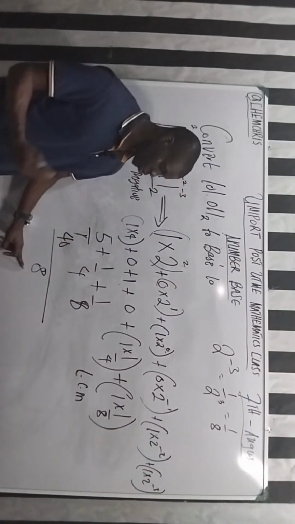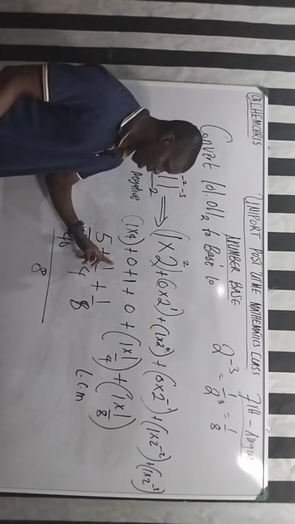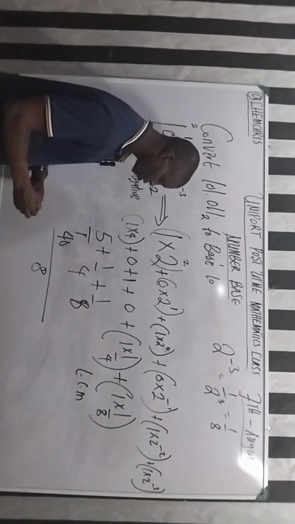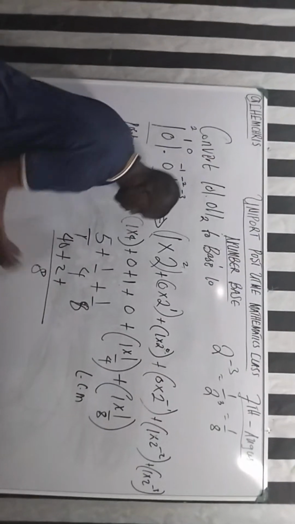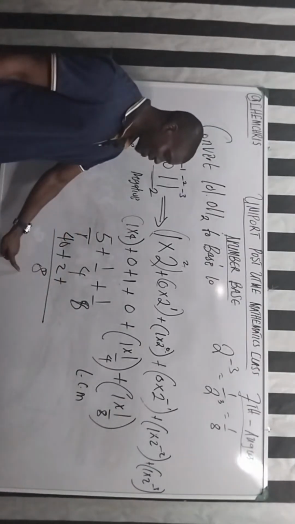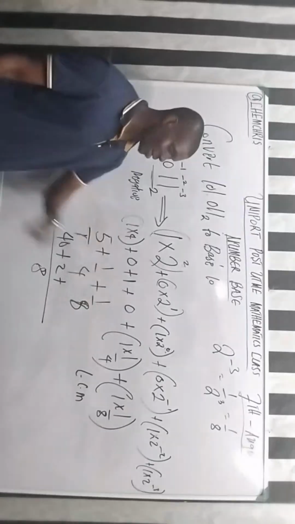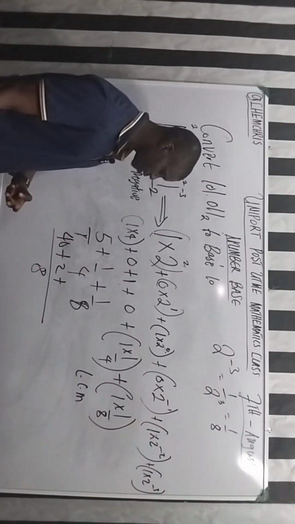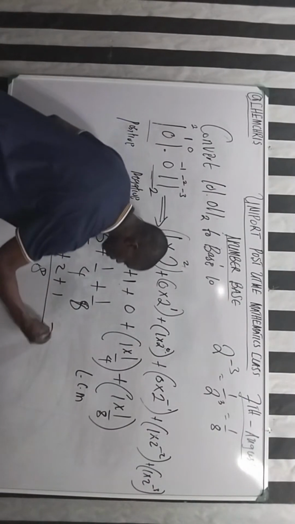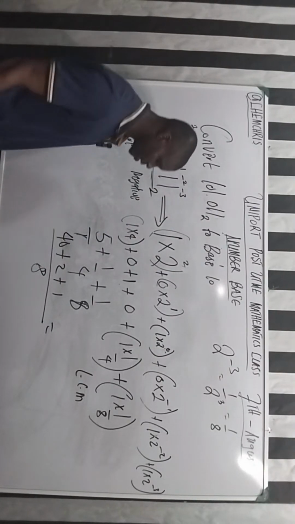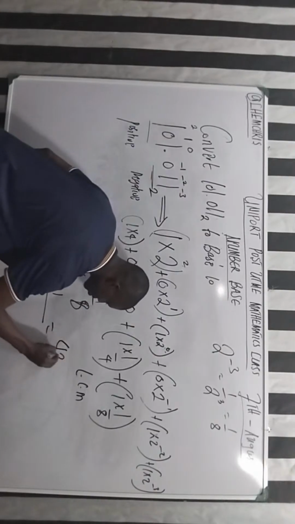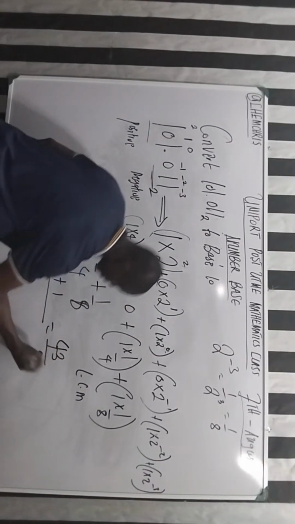4 going into 8 is 2. 2 times 1 is what? 2. Then 8 going into 8 is 1. 1 times 1 is 1. So when you sum everything here, 40 plus 2 is 43 over 8.